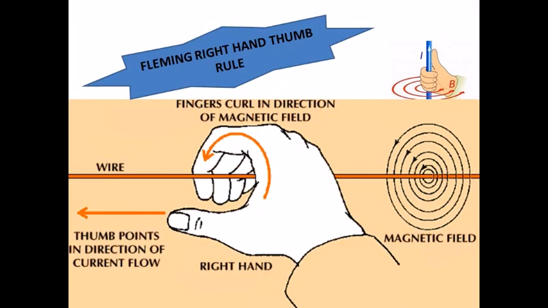This is a simple explanation for the right hand thumb rule that we have just seen in the illustration: if the current carrying wire is there and the thumb is pointing in the direction of the current, then the curved fingers which are curved around the current carrying wire represent the direction of the magnetic field line. This is Fleming's right hand thumb rule for a straight current carrying wire, and the reciprocal is also valid.